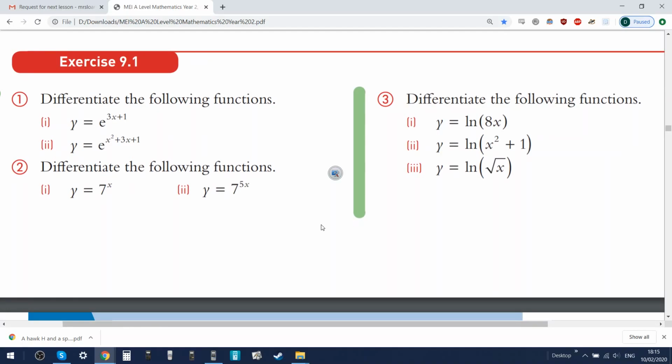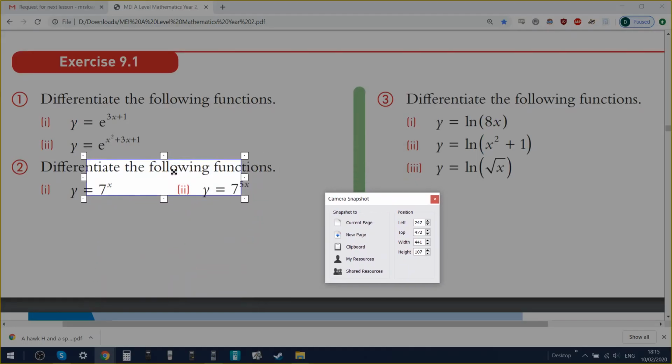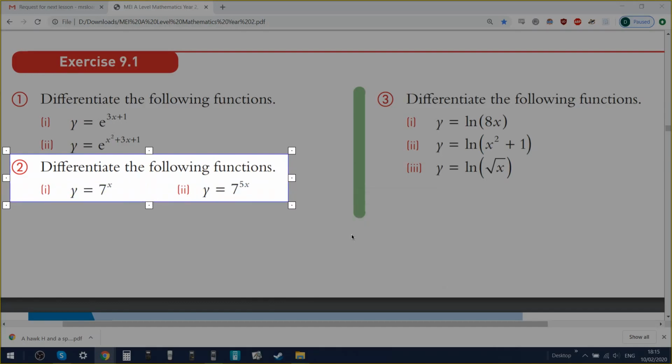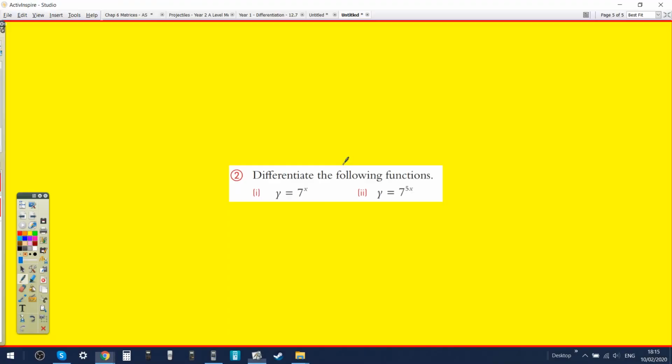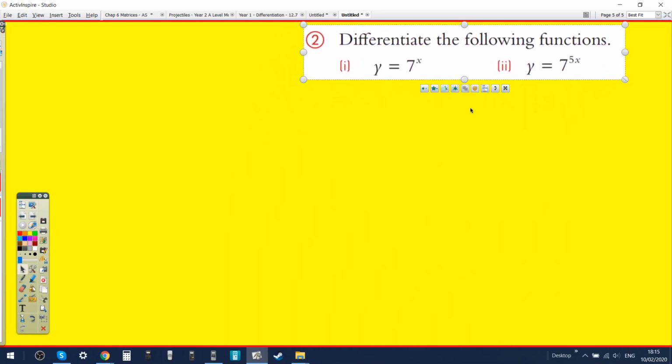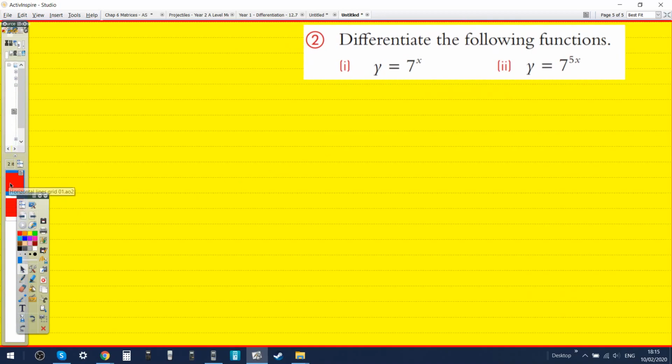Let me see. These are okay. Let's do question 2 part 2. y equals 7 to the 5x. So would that still be a chain rule sort of thing? Yeah. Okay.